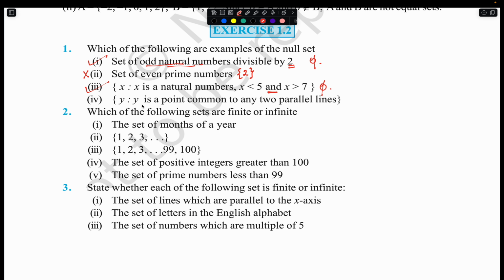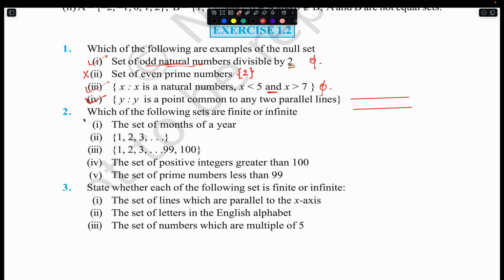Then you have y, where y is a point common to any two parallel lines. The definition of parallel lines itself says that the two lines never intersect each other. When the two lines are not intersecting each other, they will not have any common point between them. So this is also going to be a null set, right?